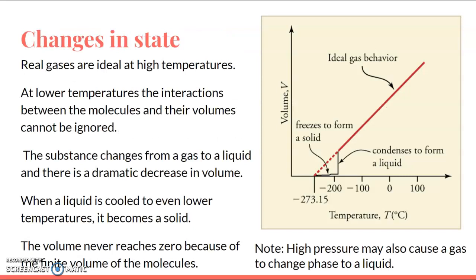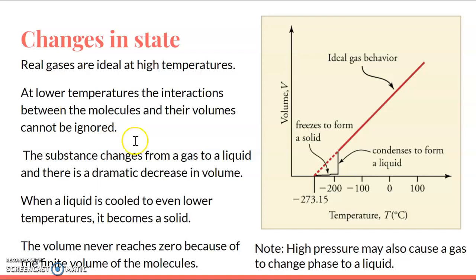Alright, so why is this important? When we're dealing with gases, typically if the gases are at higher temperatures, they're going to behave ideally, so they have those properties I just listed. At lower temperatures, we don't have an ideal relationship because we can't ignore the interaction between molecules, because the distance between the molecules is much smaller in these states of matter. So when a substance changes from, let's say, a gas to a liquid, there's going to be a dramatic decrease in volume.